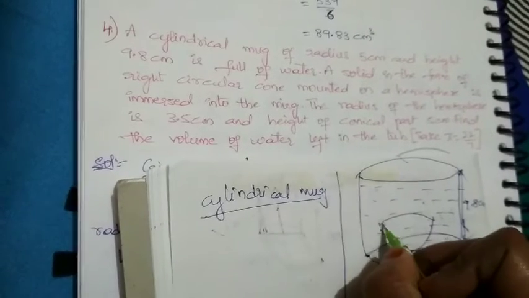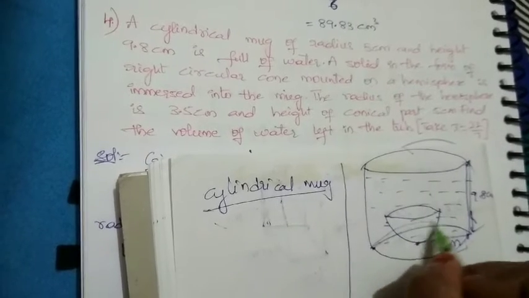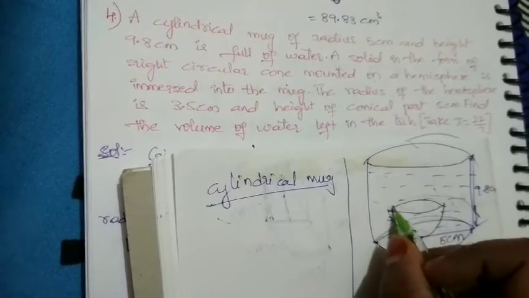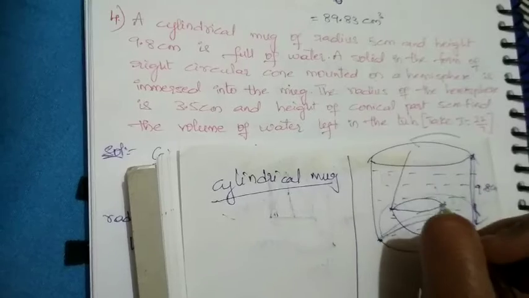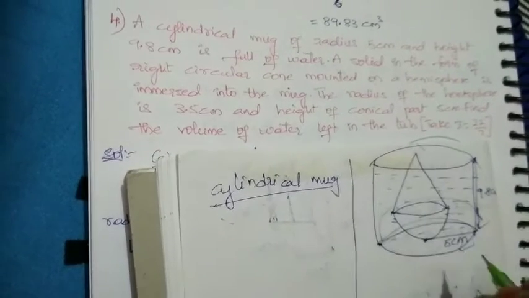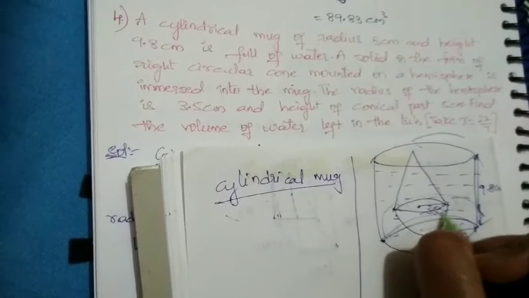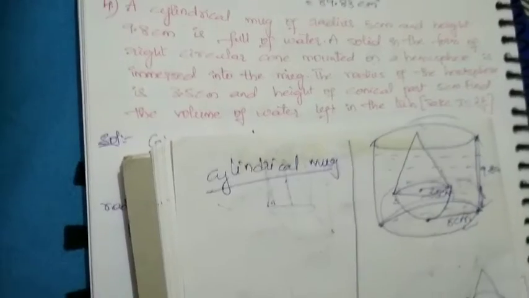Okay, so if the two radii are equal, suppose it is also 5 centimeters, then you will have the same hemisphere. Here we came to know that on top of it we have the cone. Its radius is now 3.5 centimeters, but the other radius is 5 centimeters. If both are equal, you will get a figure like this.